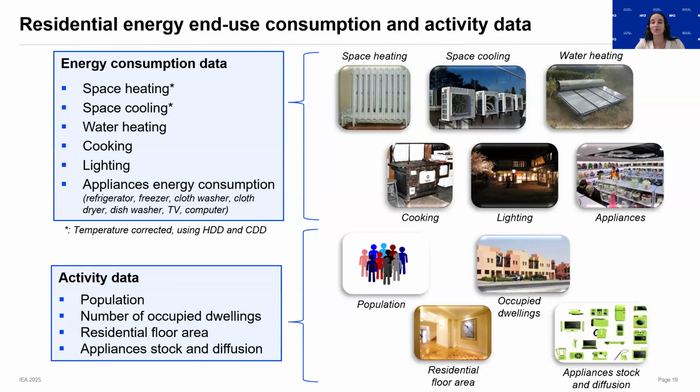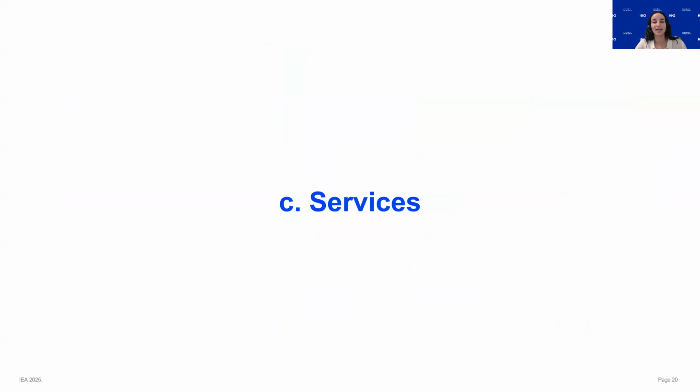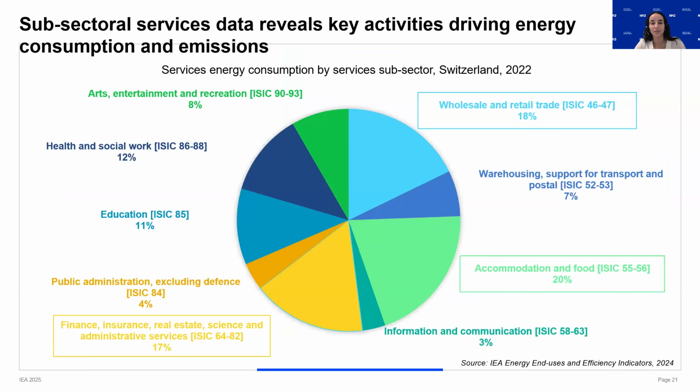which will help us to evaluate heating efficiency and analyze behavioral patterns and demographic influence on energy consumption. Now, if we jump to the services sector, we usually categorize services activity into 11 subsectors. For instance, in this example for Switzerland in 2022, half of the energy consumption is covered by only 3 subsectors: wholesale and retail trade, accommodation and food, and administrative services.